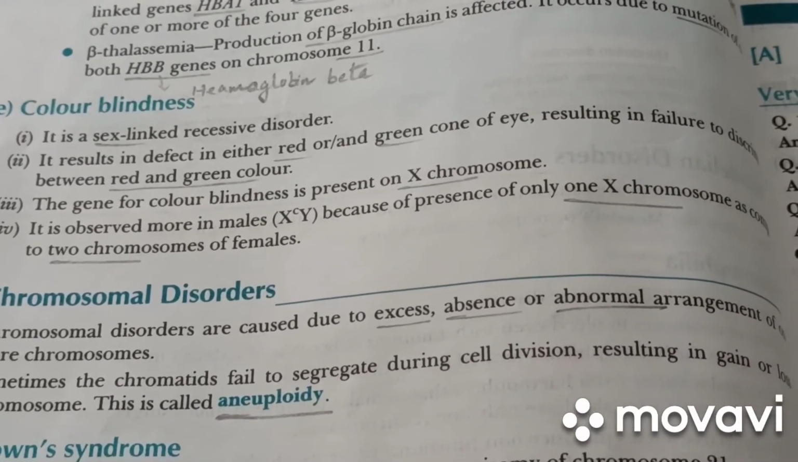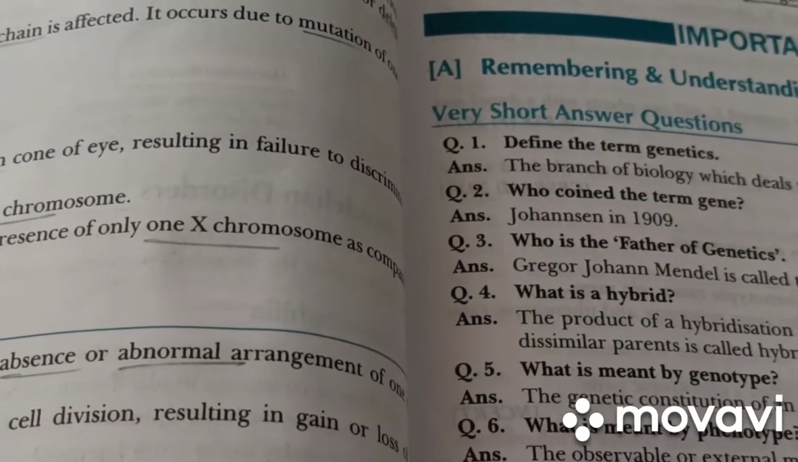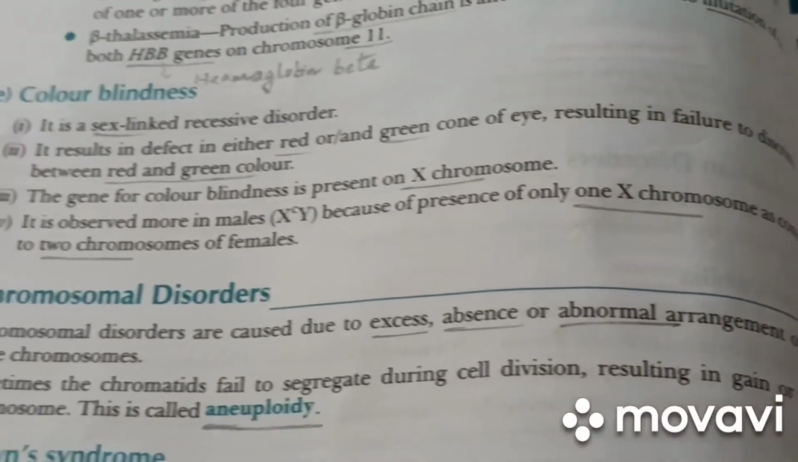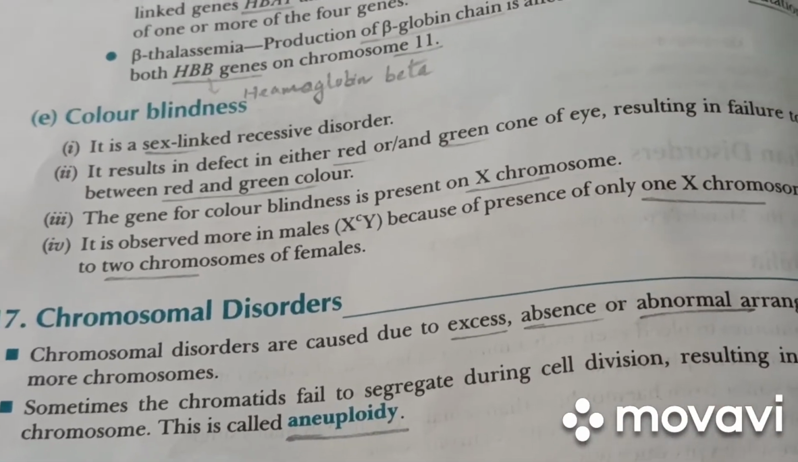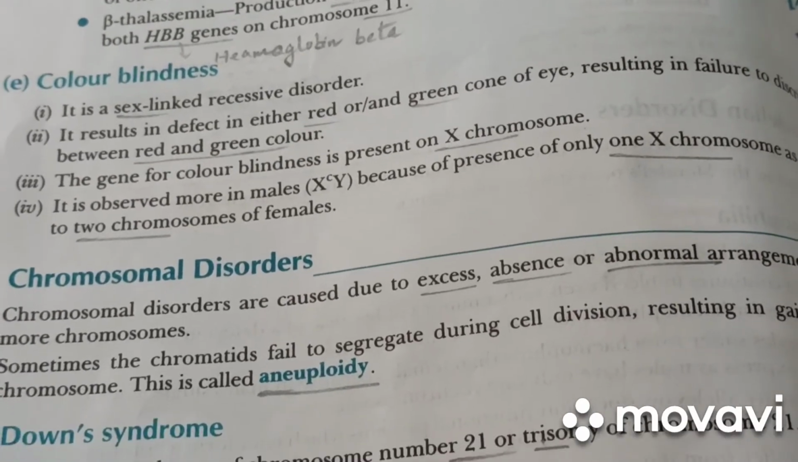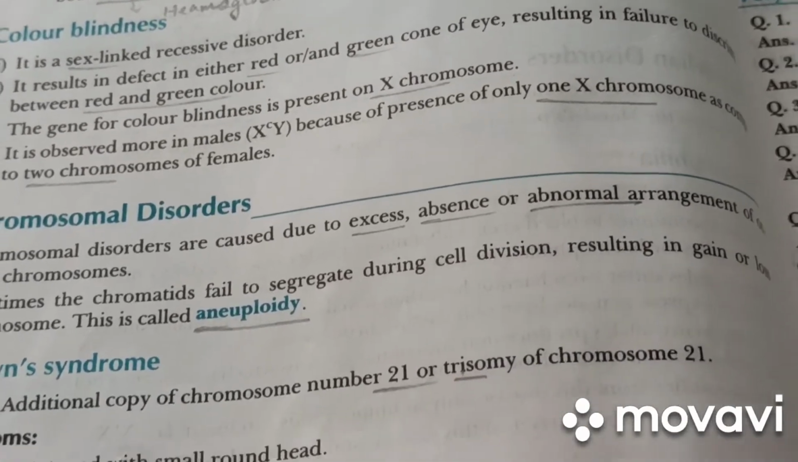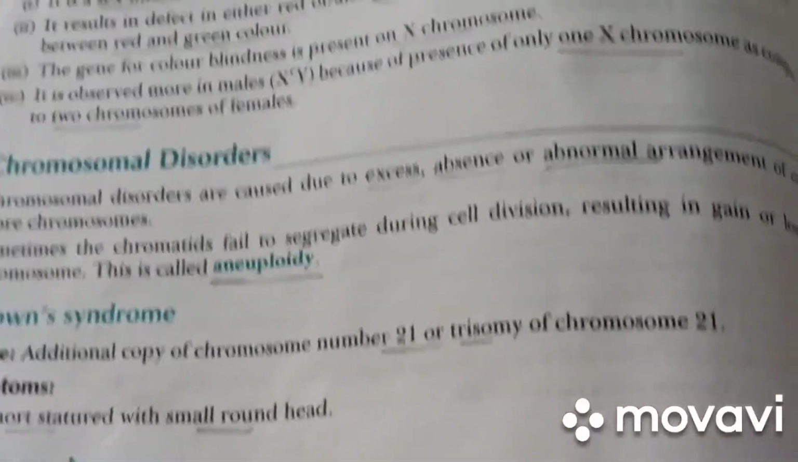Okay, so X color blindness, you can say X^C, because of the presence of only one X chromosome as compared to two chromosomes of female. So it is observed more in males because male has only one X chromosome, but a female has two X chromosomes. The next one is chromosomal disorders.